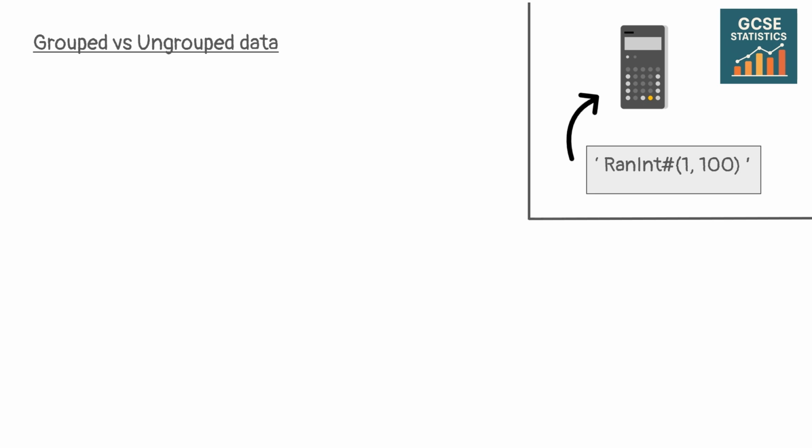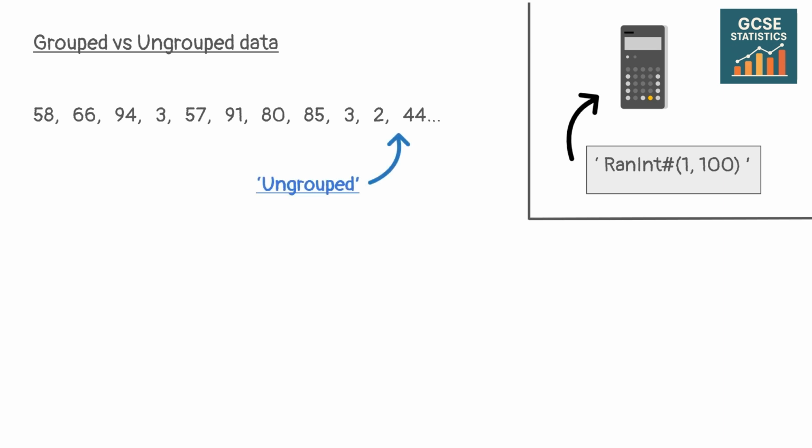When I finally typed this in, my first random number was 58. Then it was 66, 94, 3, 57, 91, and so on. We call this individual raw data ungrouped. As we can see, every value is itself.